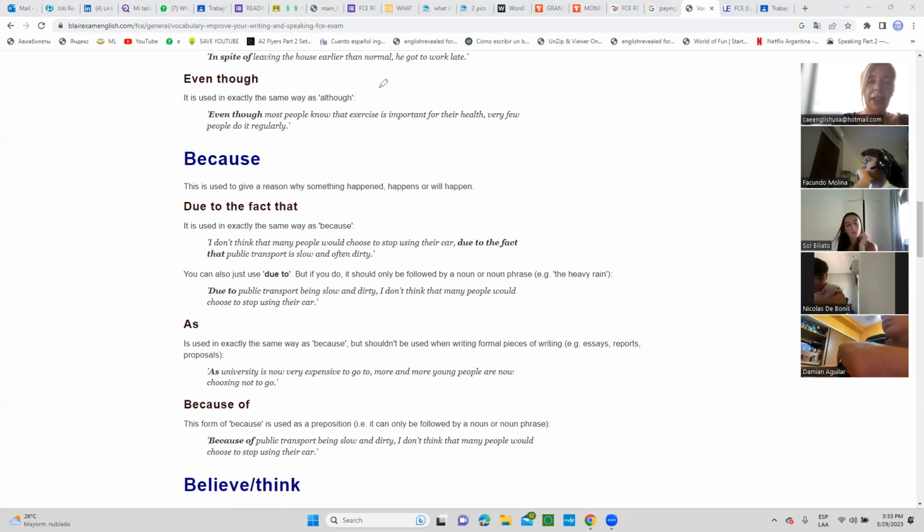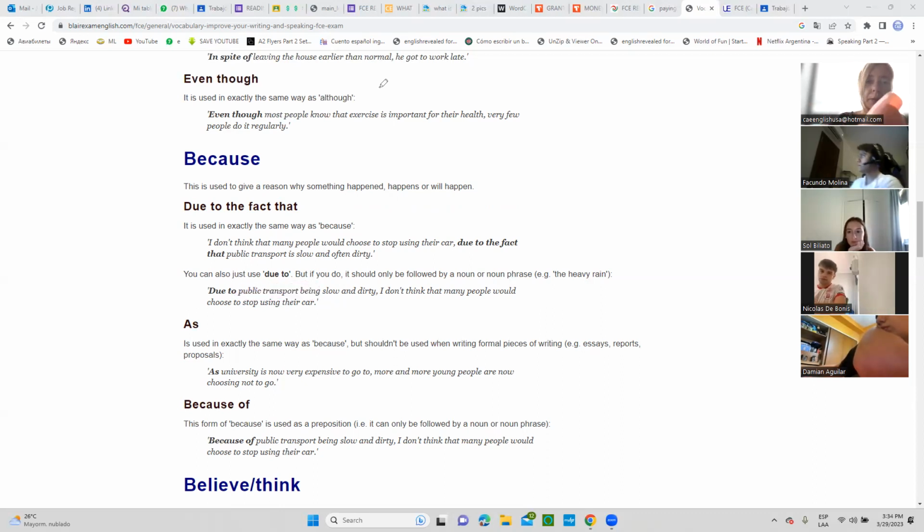This is very important. Due to public transport being slow and dirty. Here, this is not a sentence because being is not a conjugated verb. Okay. Now, Sol, you are using due to in your writings, but you are not using it correctly. Okay, because I have seen that you are using it and it's great. I love it. I love the fact that you are using due to because it's better than because, but you are using it wrong.